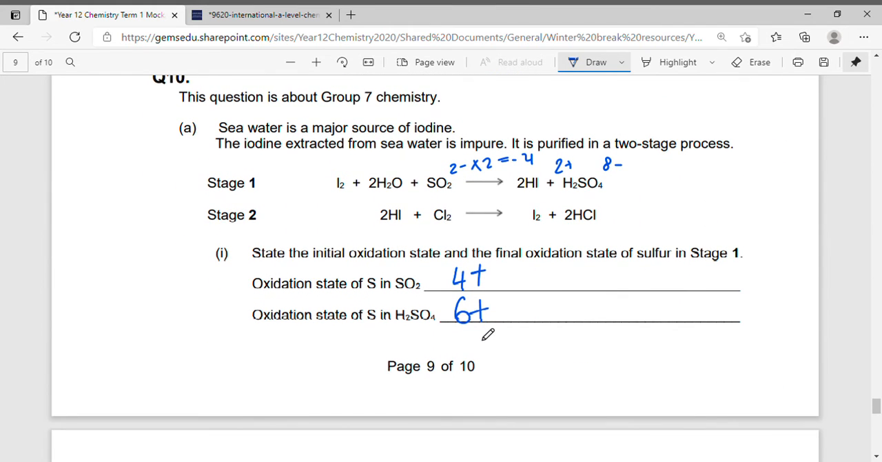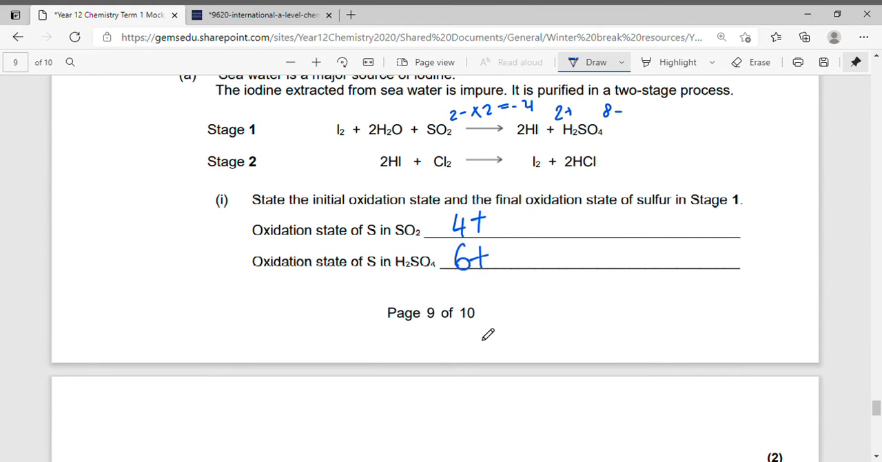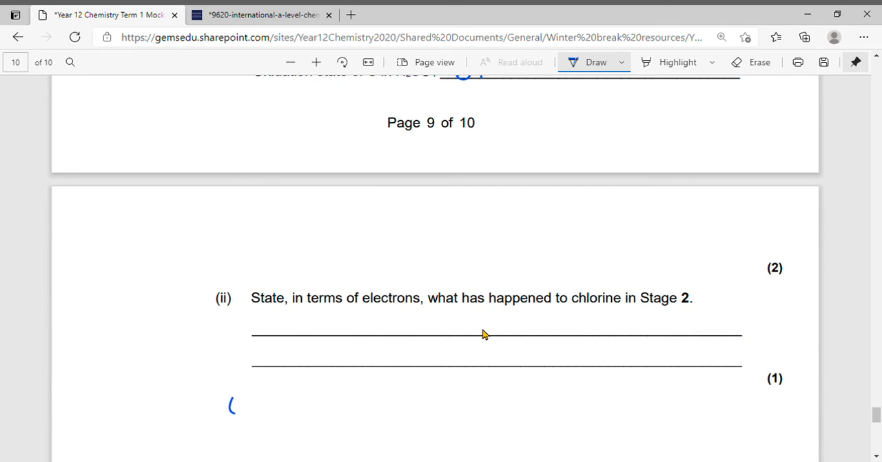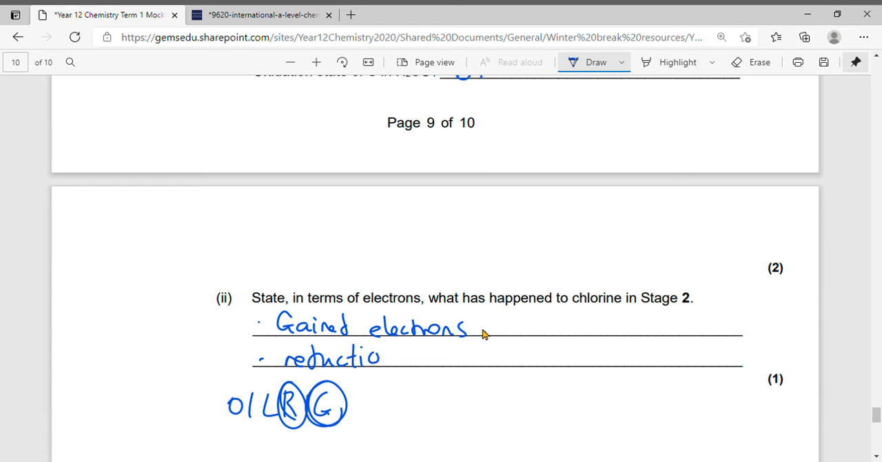In stage 2, in terms of electrons, well, it gained electrons, and since it gained electrons, it's reduction. So let's say it gained electrons. And then the second point is reduction.